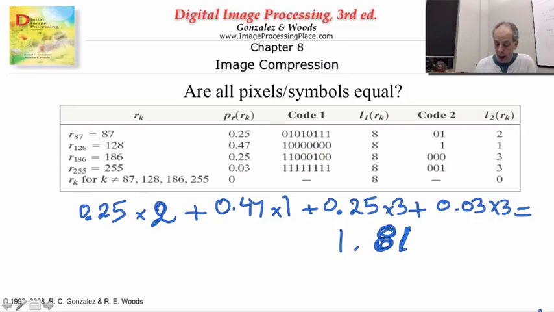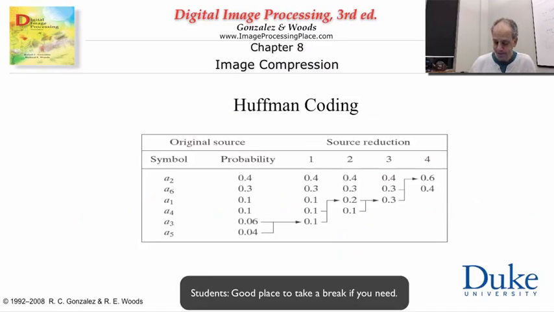And basically, I have saved a lot of bits. I have gone from 8 to basically 1.81. And that's a compression of over 4 times. And that's what we have done. Basically what we did is we exploited the fact that some of the pixel values appear more often than others, and so I can give them shorter codes. So how do we do that? We do that using something called Huffman coding. And I'm going to explain next how to do it.